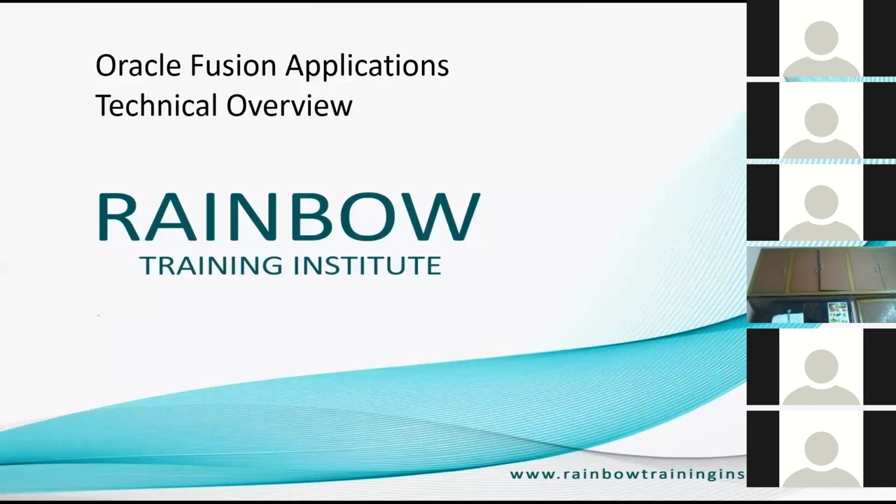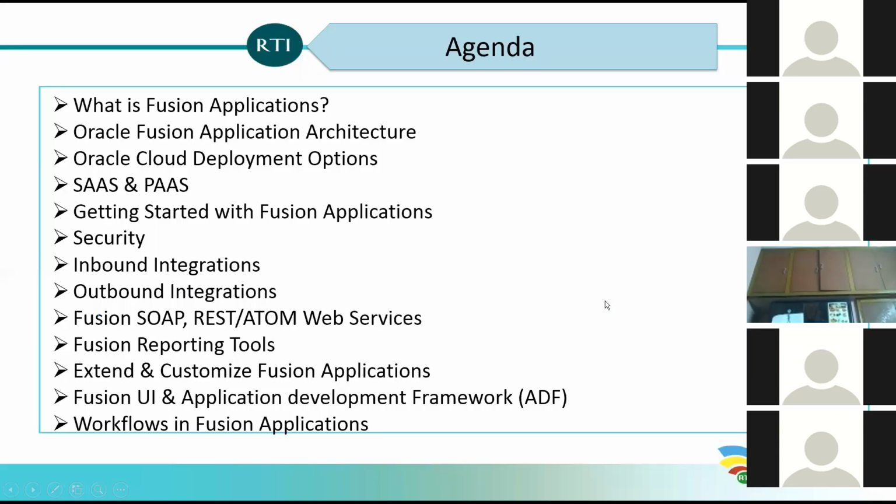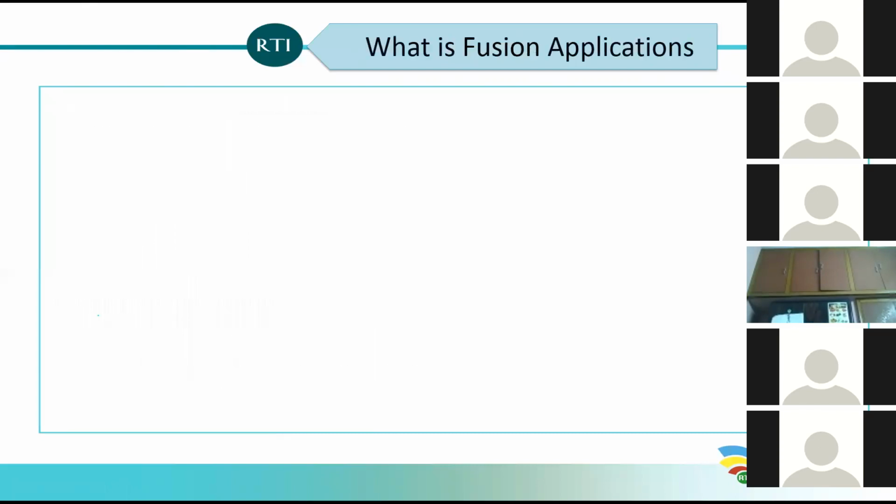Okay. So what we're going to talk about today, basically, we're going to talk about the first 4 components today: what is Fusion application, what is the Fusion application architecture, what are the cloud deployment options, what is SaaS, what is PaaS, basically. That's what we're going to talk about, okay? So what is Fusion application?